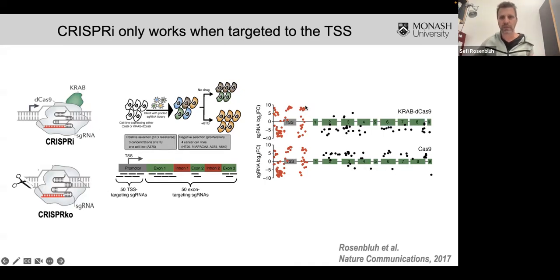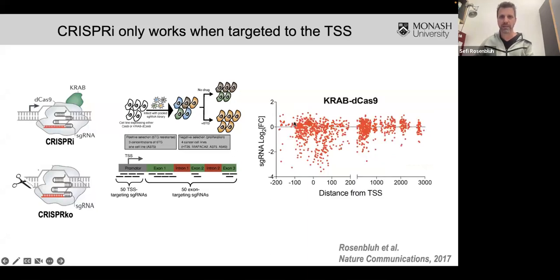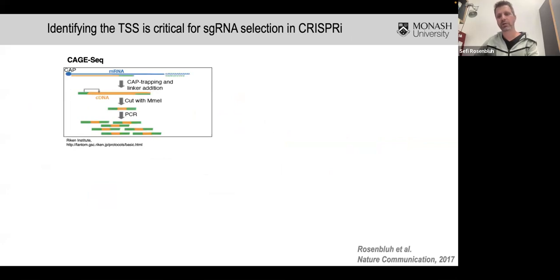But the issue that we had is that many of the guides, even when we target the transcriptional start sites, didn't work. Here is an example of targeting 34 cell essential genes, so genes that when you knock them down, you expect them to inhibit proliferation. We do see a signal at the transcriptional start site, but many of the guides, even there, don't work. When we asked what is actually happening, we realized that our annotation of transcriptional start sites is not the greatest. Our initial approaches used NCBI annotation of transcriptional start sites, which is not very good.